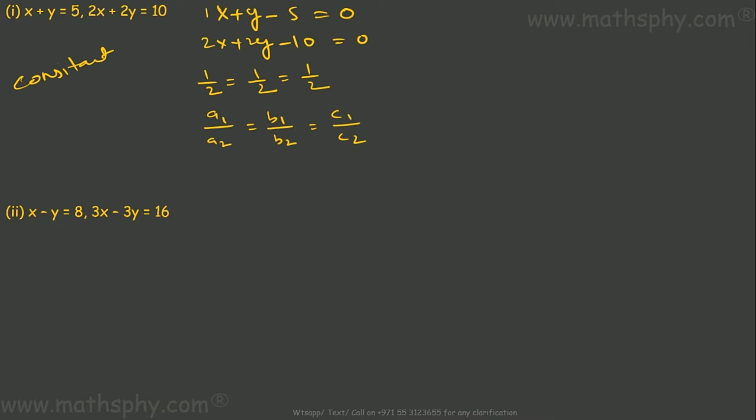This one here, x minus y minus 8 equals to 0, 3x minus 3y minus 16 equals to 0. So A1 over A2, 1 over 3. B1 over B2, negative 1 over negative 3, which is 1 over 3. C1 over C2, which is negative 8 over negative 16, which is 1 over 2. So this is equal, this is not equal. So this gives me parallel lines, means inconsistent.